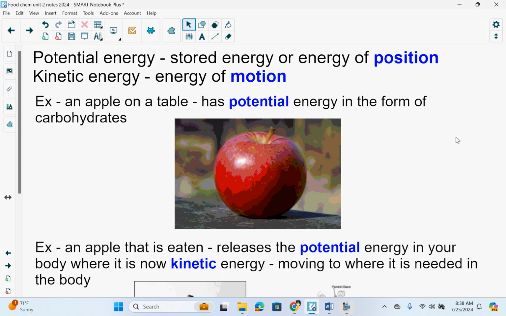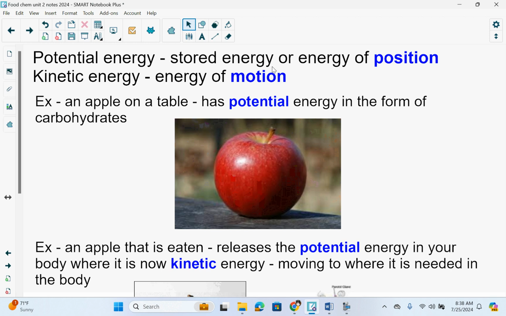Potential energy is stored energy or energy of position. An example would be this apple on the table. It has potential energy in the form of carbohydrates. That energy hasn't been used yet. It's still in the apple, right? It has not been eaten, so this is potential energy.